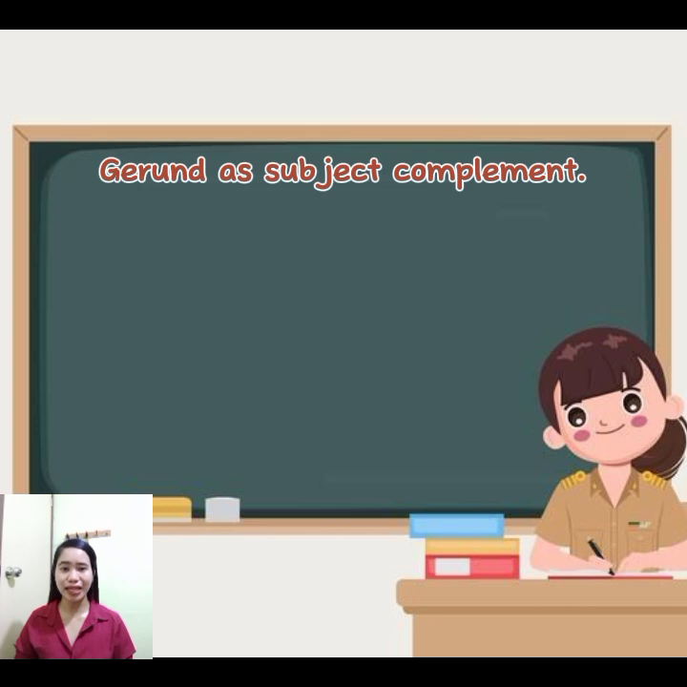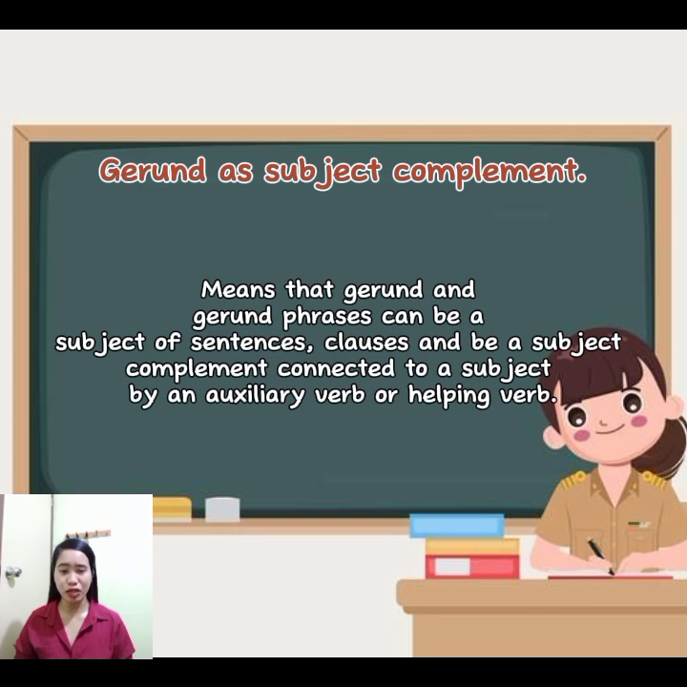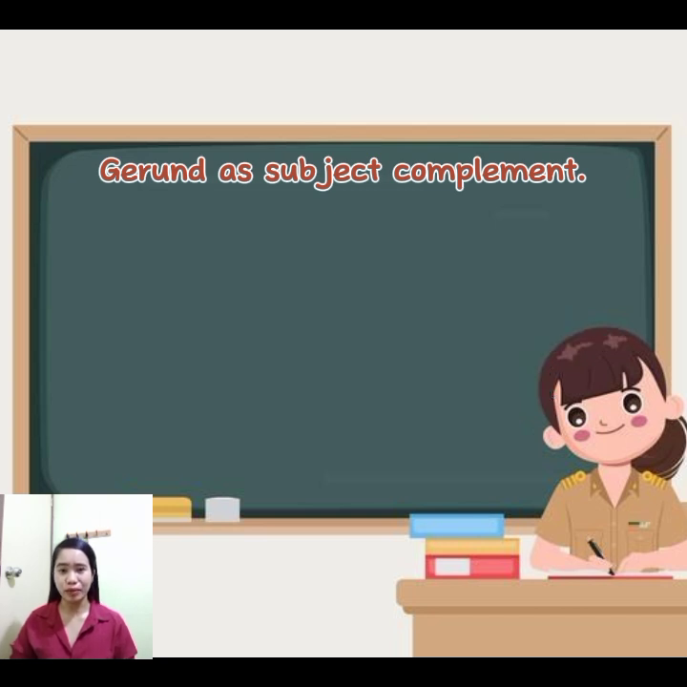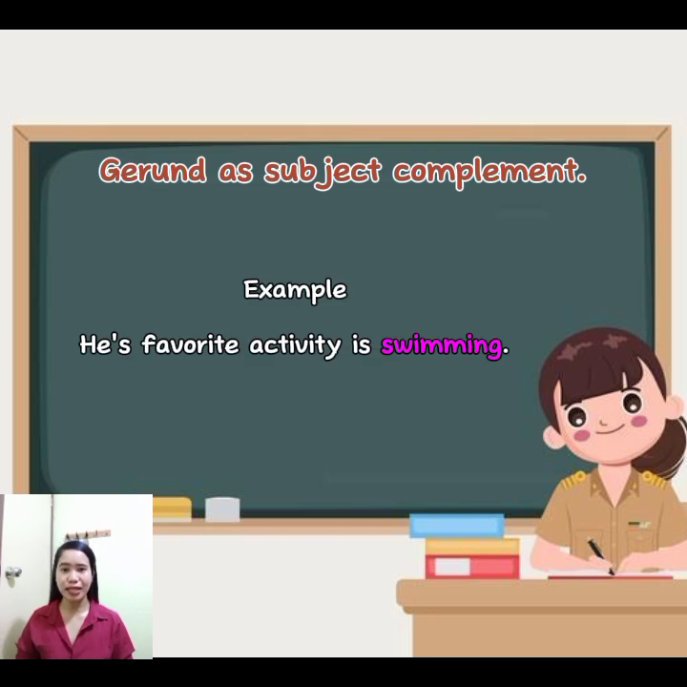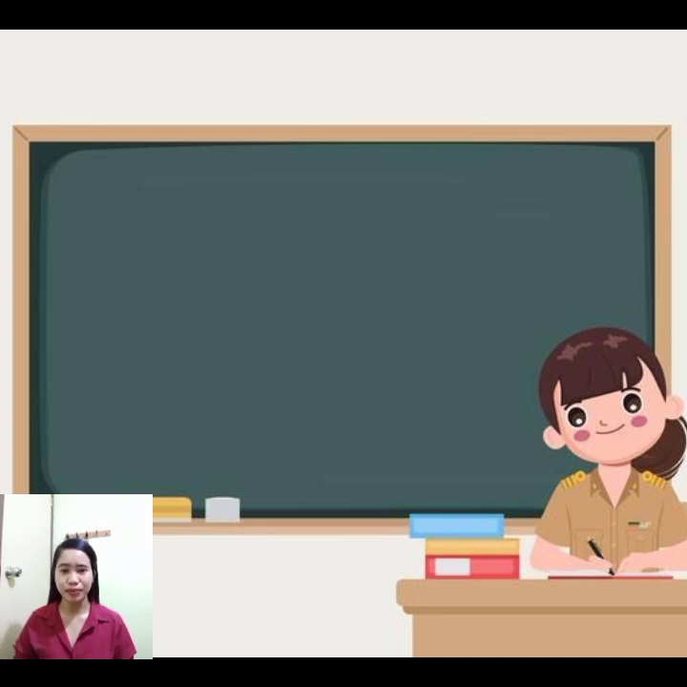Another one is gerund as subject complement. This means that gerunds and gerund phrases can be a subject complement connected to a subject by an auxiliary verb or helping verb. Let's take this example: His favorite activity is swimming. Swimming is functioning as a subject complement.